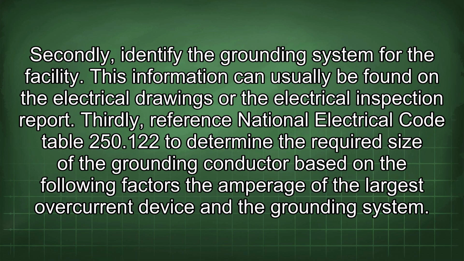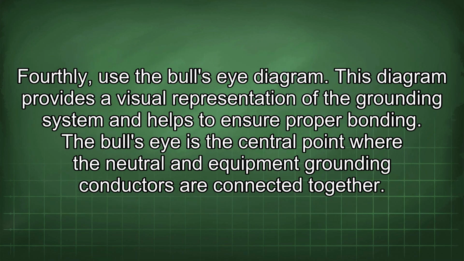Thirdly, reference National Electrical Code Table 250.122 to determine the required size of the grounding conductor based on the following factors: the amperage of the largest overcurrent device and the grounding system. Fourthly, use the bullseye diagram. This diagram provides a visual representation of the grounding system and helps to ensure proper bonding. The bullseye is the central point where the neutral and equipment grounding conductors are connected together.